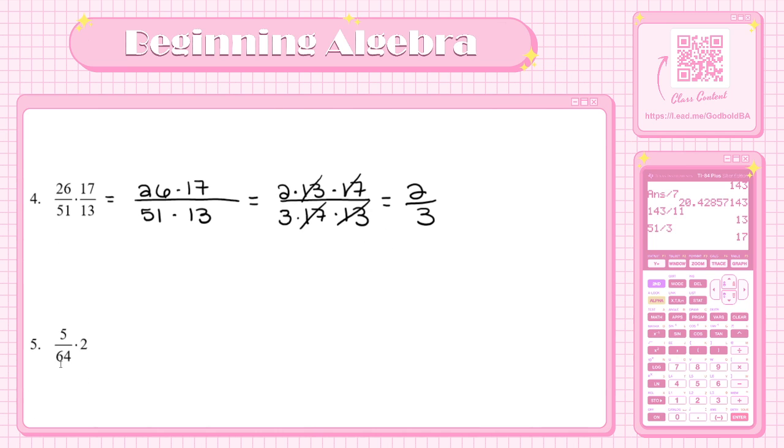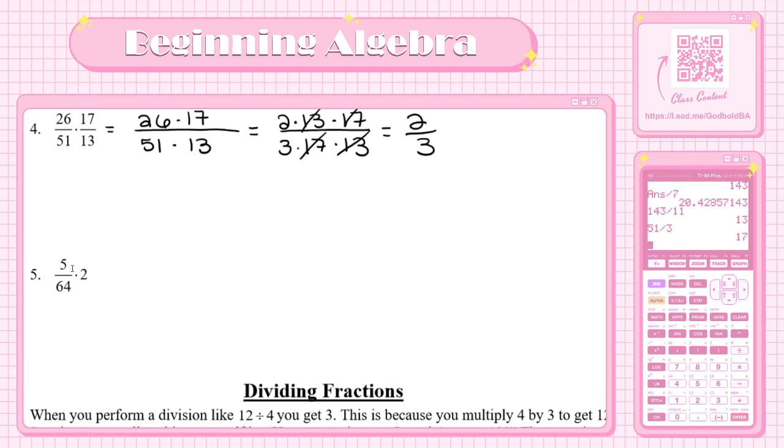Okay, so how do you do this? 5 over 64 times 2. Well, when you see something like this, a fraction times a whole number, you want to rewrite that whole number as a fraction. It'll make the multiplication a lot easier. To rewrite a whole number as a fraction, it's just that number over 1. So 2 over 1. So this is the same thing as 5 times 2 over 64.